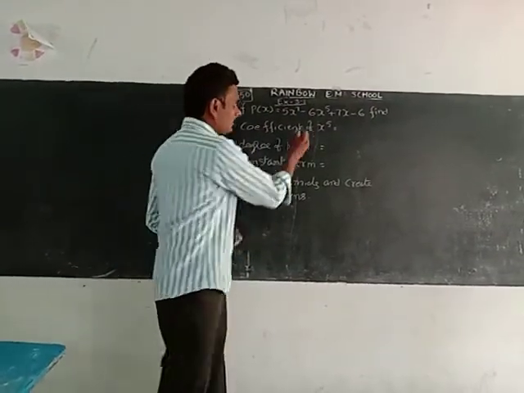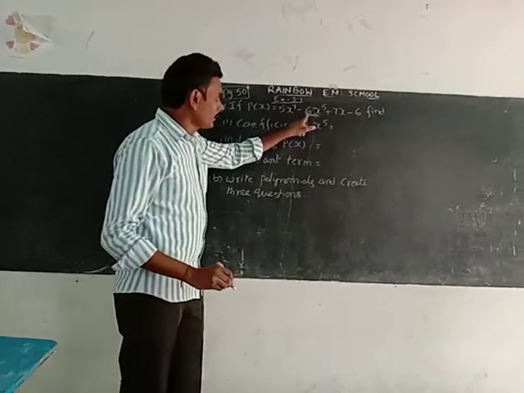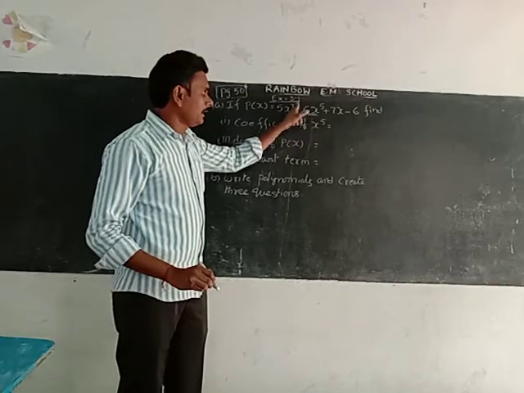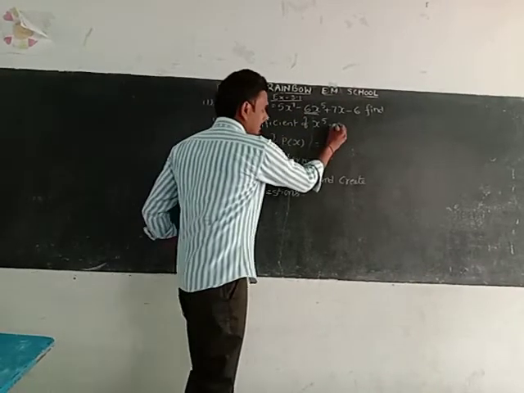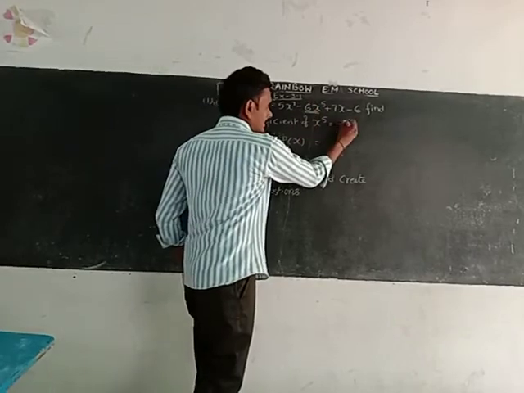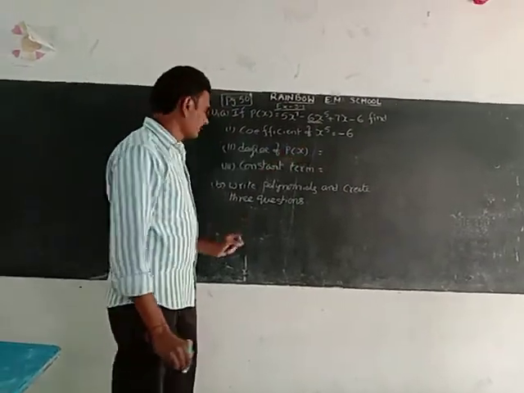Where is x power 5? Here x power 5 is there. What is the numerical coefficient here? Minus 6. The minus symbol is there, which means we have to take minus. What is the number here? 6. Minus 6 is the coefficient of x power 5.